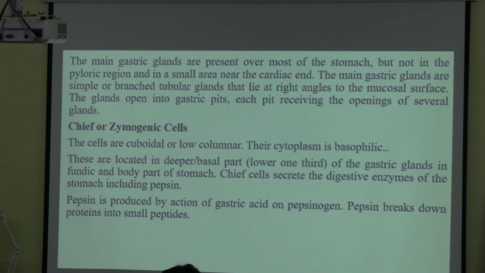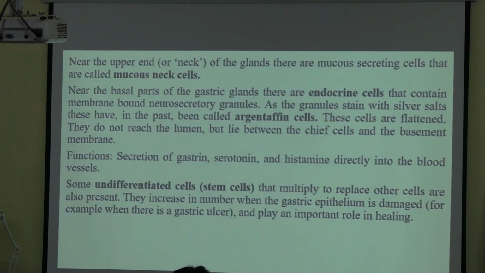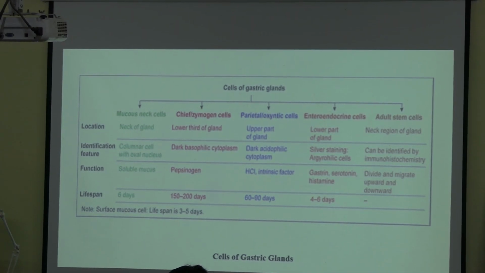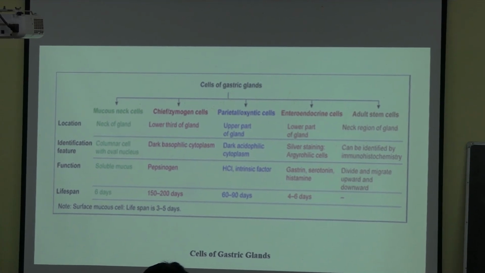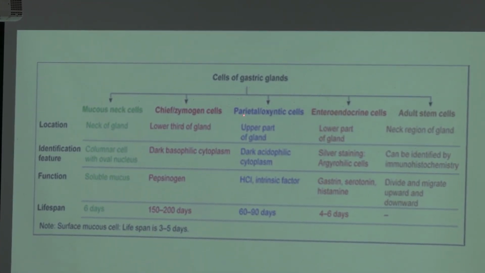Now, inside the glands, different types of cells are present. Here you can see the different types of cells present in the gastric glands. As you can see, mucous neck cells are there, chief cells, also called zymogenic cells, parietal cells, also called oxyntic cells, enteroendocrine cells, and the stem cells. These are the main cells present in the gastric glands. Each and every cell has an important function.